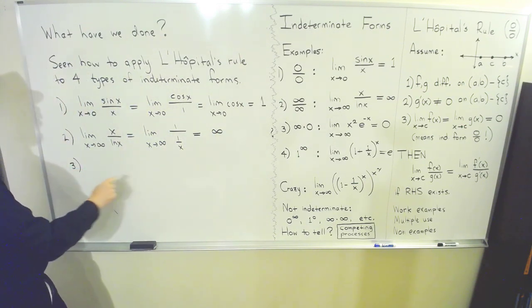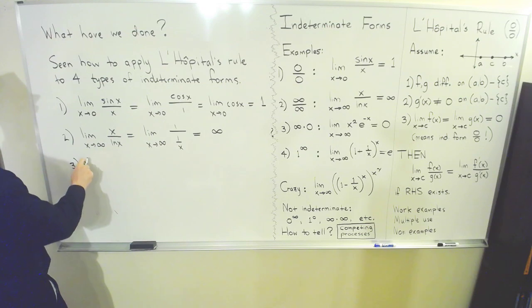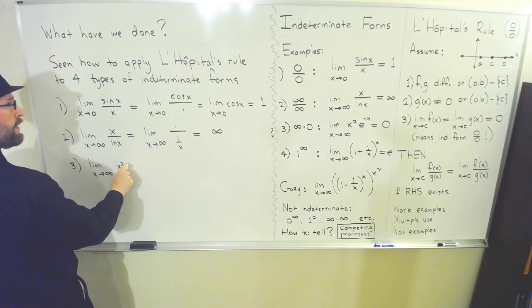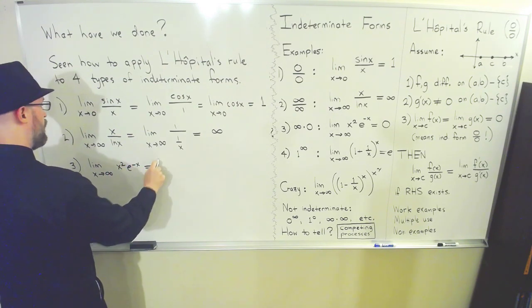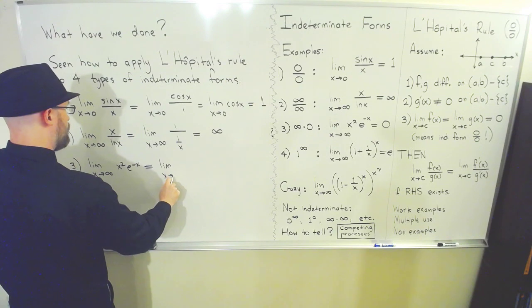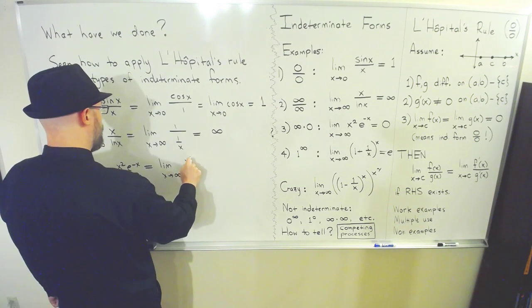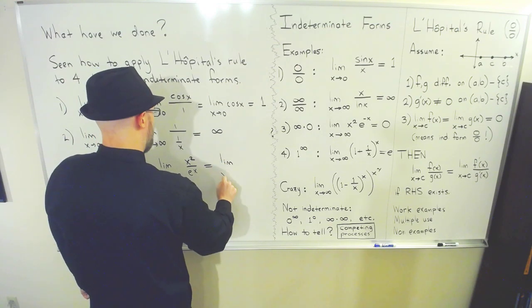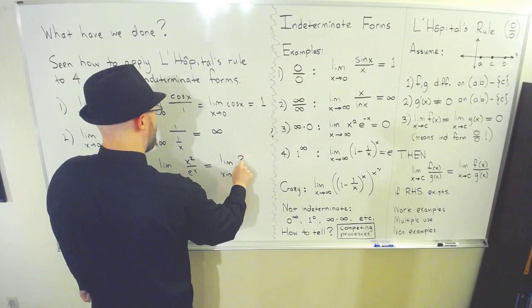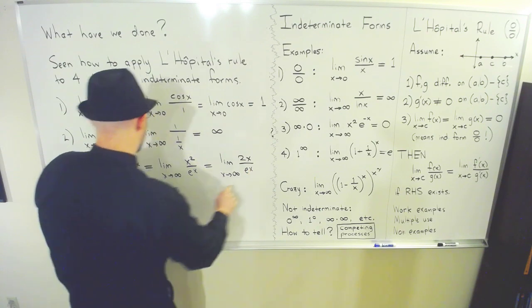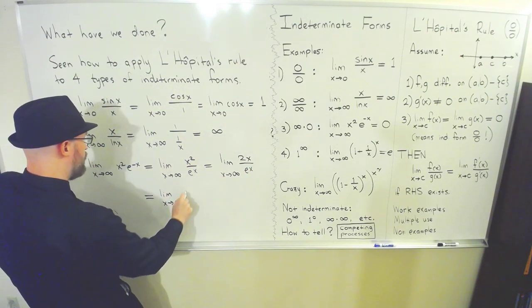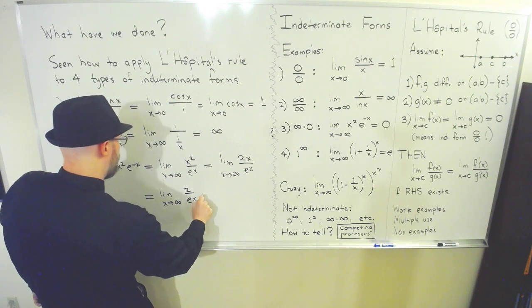And then 3, I remember I just converted. I'd say the limit as x goes to infinity of x squared e to the negative x equals the limit as x goes to infinity of x squared over e to the x. Remember, this is the one where we had to do it twice: 2x over e to the x, equals the limit as x goes to infinity of 2 over e to the x, equals 0.